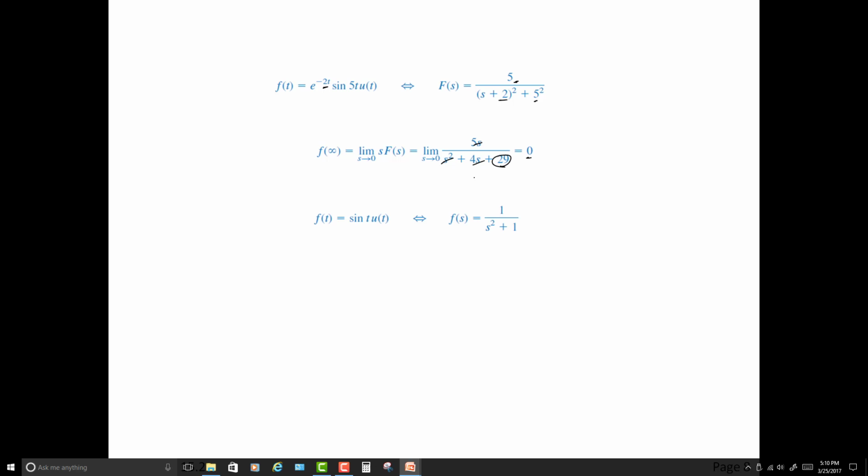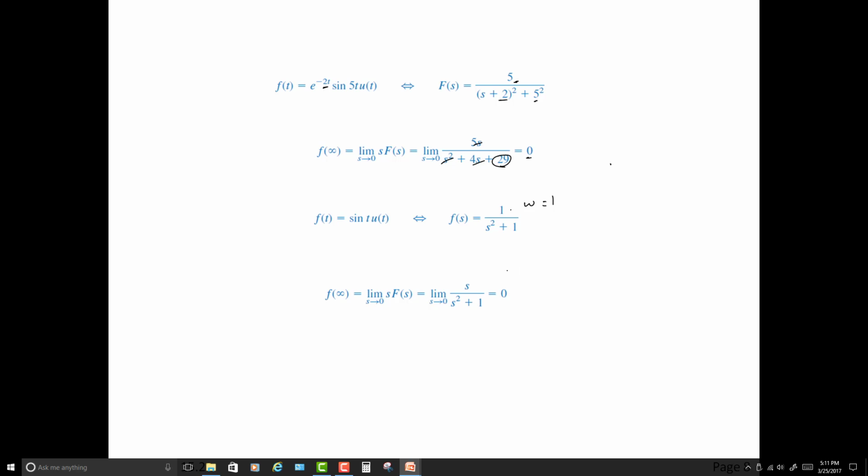All right, let's take a look at another case. Here's sine of t, u of t. So there's our simple expression. There's no time shifting, and the frequency is 1, omega equals 1. So if we apply our rule for the final value, we would again get s over s squared plus 1, and we'd evaluate this to be 0.